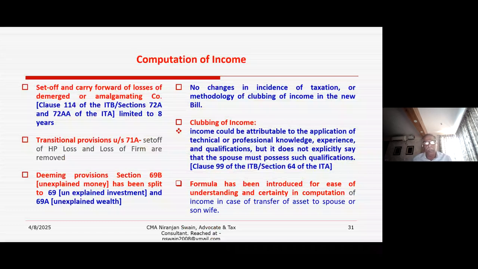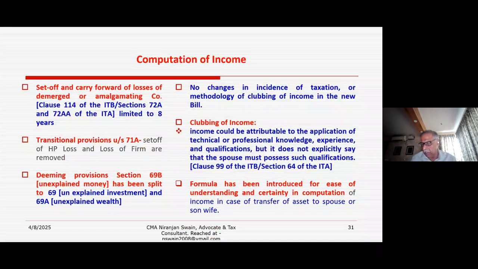Section 71 is a transitional provision. When a new act is introduced, the transitional provision plays an important role, and it is also there in the Income Tax Bill 2025. So for transitional provisions, whatever the earlier act is continuing, everything will be omitted. And the deeming provision 69B: 69 has been split into unexplained investment and unexplained wealth.